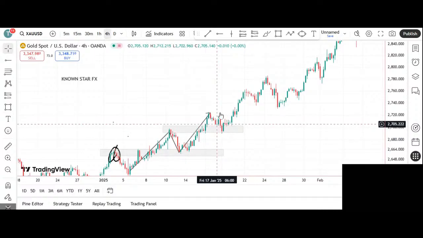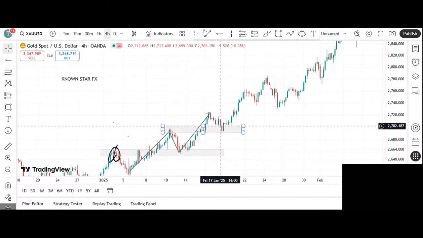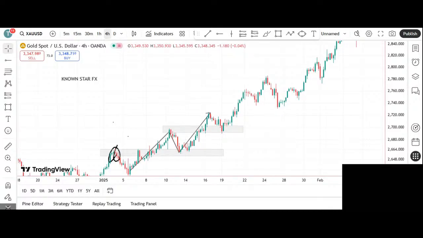And immediately the market broke it and came back to retest. What do we do again? I need an answer again. Are we supposed to buy or sell? We buy. Exactly, we buy.